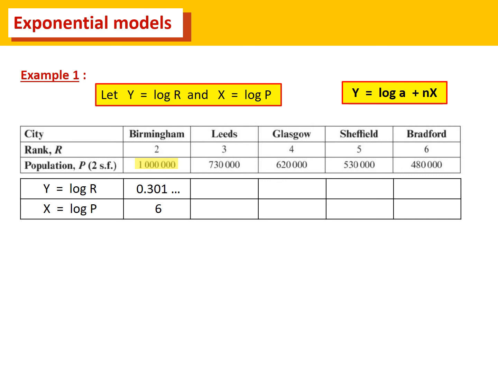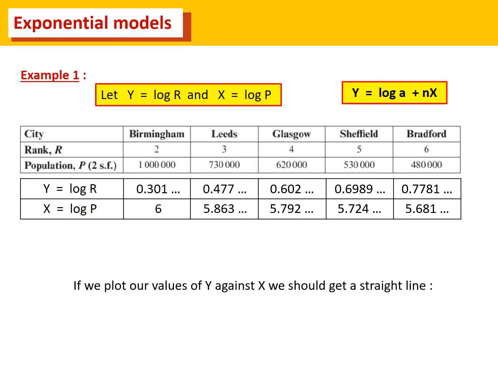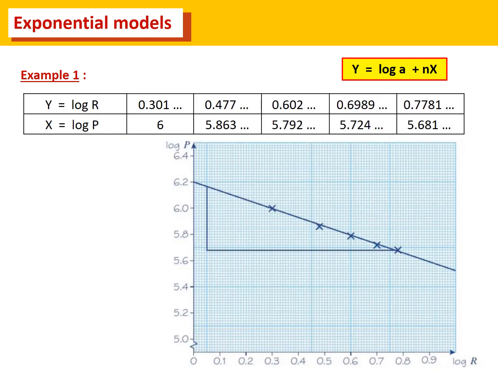And then we go to Leeds. When r is 3, log r is 0.477, and when the population is 730,000, the log of p is 5.863. And we go through like that, through the table, completing the values for log r and log p. And it's these values now, that our new table, that we're going to use. If we plot our values y against x, we should get a straight line. And that is the straight line we get.